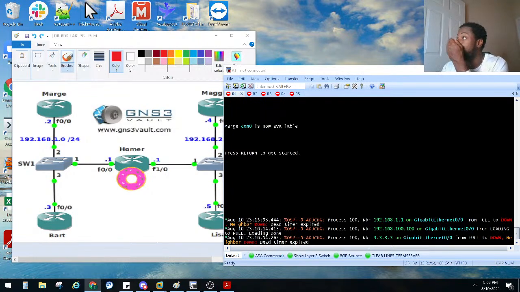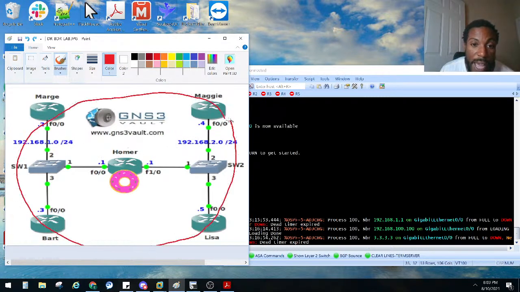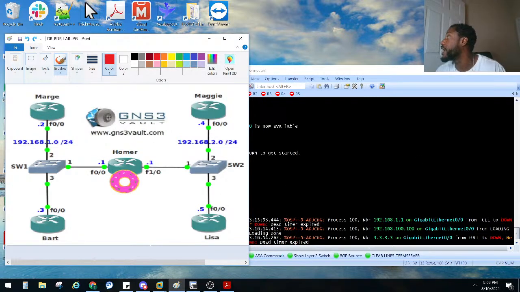Today's lab, again, is designated routers and backup designated routers. Shout out to gns3vault.com, that's where I got this lab. This is the topology we're going to be working with. If you have an invite to the Discord server, you will know that this is the lab we're going to be working with.